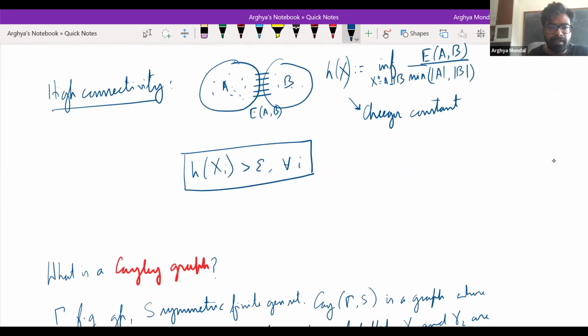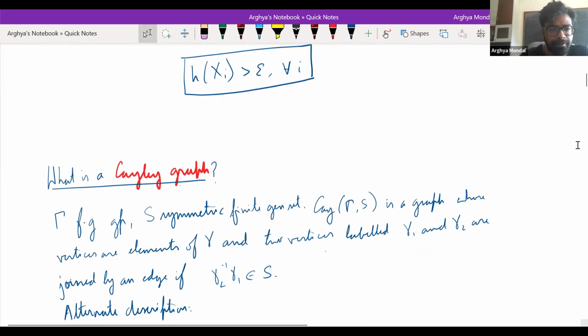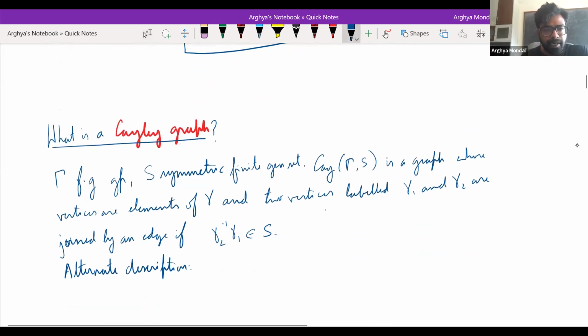Okay. Now let me tell you what is a Cayley graph. I think this does not really need an introduction, but just take any finitely generated group and any symmetric finite generating set, and then the Cayley graph is a graph whose vertices are labeled by elements of the group, and two vertices which are labeled gamma 1 and gamma 2 are joined by an edge if gamma 2 inverse gamma 1 belongs to the generating set.